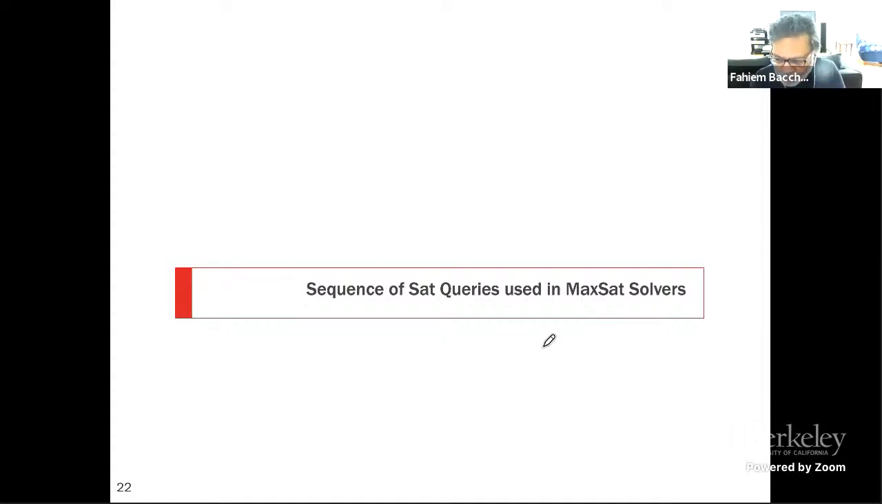So if not, we'll go now into talking about how MaxSat solvers generate a good sequence of SAT queries that allow them to efficiently solve optimization problems using SAT queries.